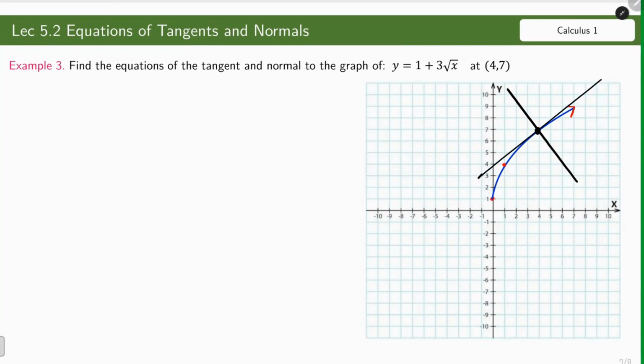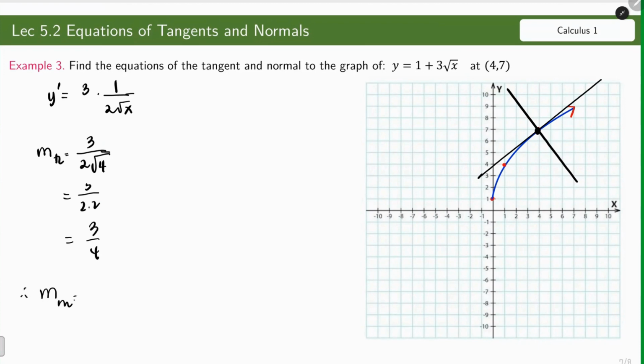Okay, let's find their equations. y prime is equal to 3 times 1 over 2 square root of x. So substituting, the slope of the tangent line will be 3 over 2 square root of 4. So this becomes 3 over 2 times 2, which is 3/4. Therefore, the slope of the normal line in turn is negative 4 over 3.